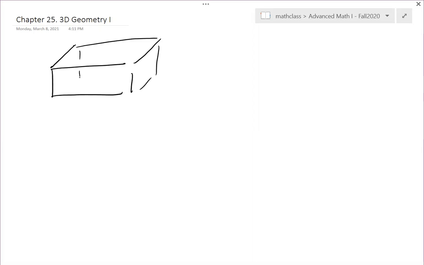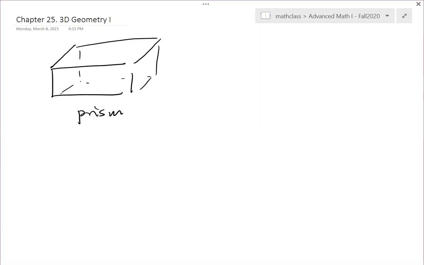The simplest object in three-dimensional space is the one you always see, and that is a rectangular box. In mathematics this is also called a prism. This is a rectangular box.